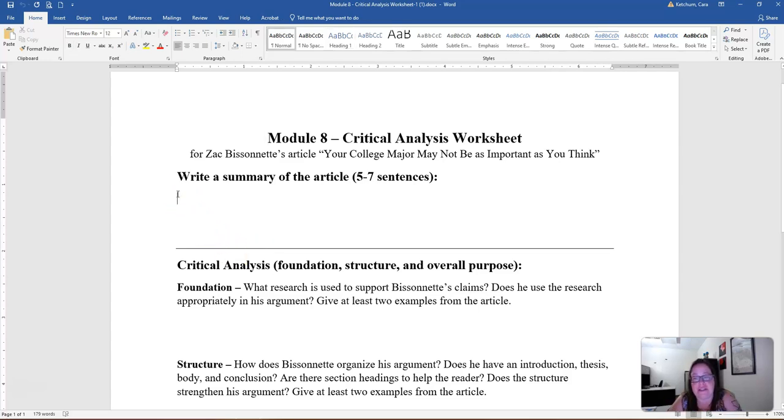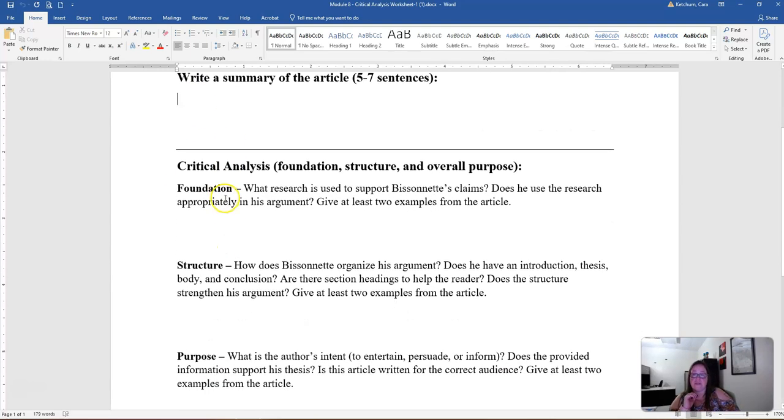So the first section is to write a summary of the article. Okay, so you are going to read the article. It's not a long article. It's like 3 pages long. You're going to read the article, and then you're going to summarize it in 5 to 7 sentences. Okay? Foundation, structure, purpose. This is your critical analysis part.